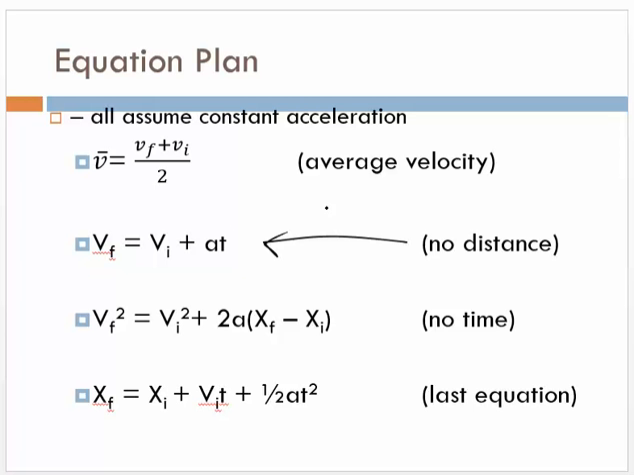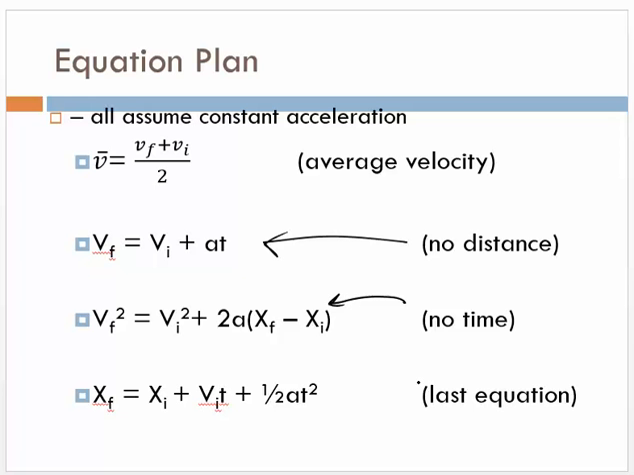The next one I want to talk about here is Vf squared equals Vi squared plus 2a times (xf minus xi) in parentheses. This one doesn't involve time. Right? There's no time in this equation. So if I wanted to find the acceleration or the displacement or an initial velocity or a final velocity, this would be an equation I'd want to use if I didn't have time.